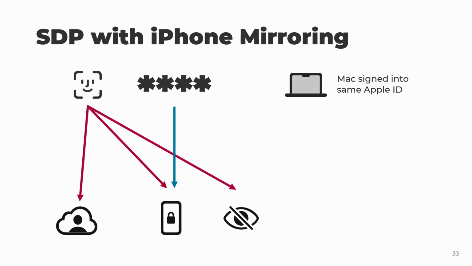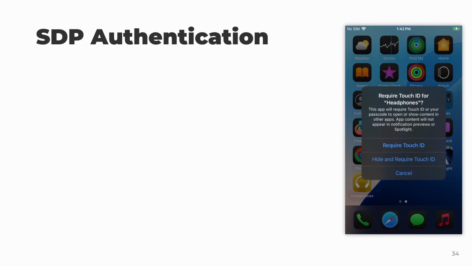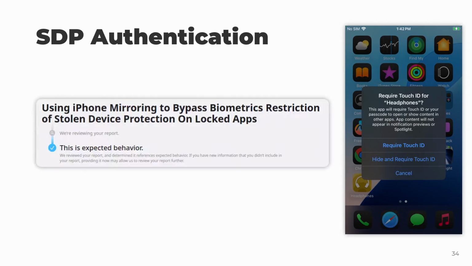But if we now enable stolen device protection and look at that in combination with iPhone mirroring, it becomes far more interesting. Because if we have another Mac that is signed into the same Apple ID, we only need the PIN to pair the iPhone to that Mac, which then for some reason allows us to access these hidden and locked apps, which I again found quite weird and reported to Apple, and was told, well, again, this is supposed to be expected behavior.